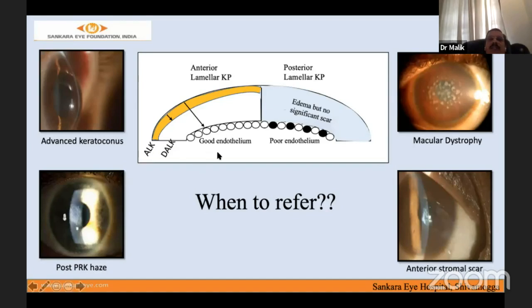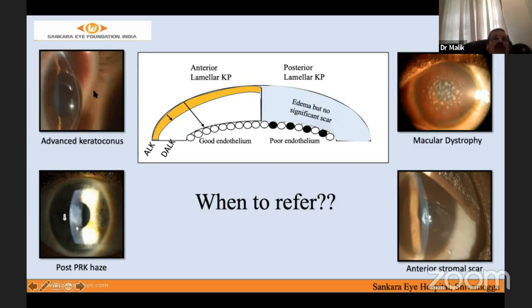Some of the indications for anterior lamellar keratoplasty: any pathologies in the anterior stroma up to 200 to 300 microns can be referred for ALK, and any pathology up to the Descemet membrane with good endothelium can be referred for DALK. And in posterior lamellar keratoplasty, the stroma will be normal, or it may be edematous because of a poor endothelium. Such conditions can be referred for posterior lamellar keratoplasty.